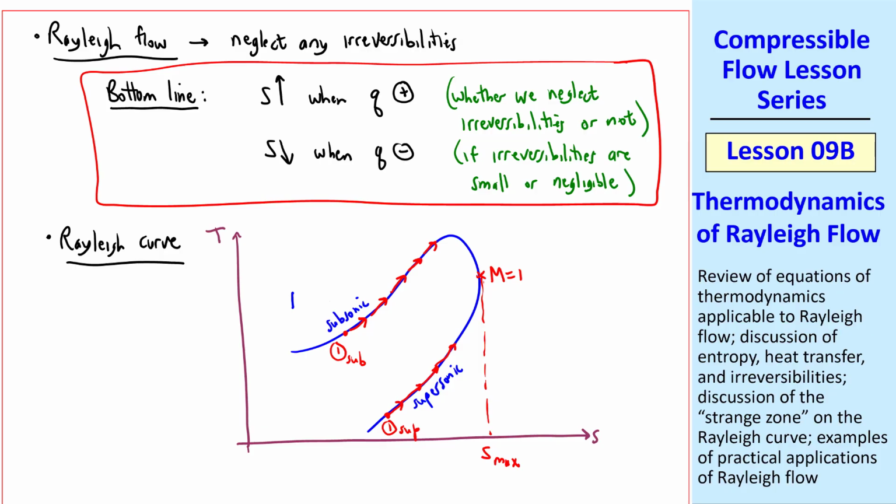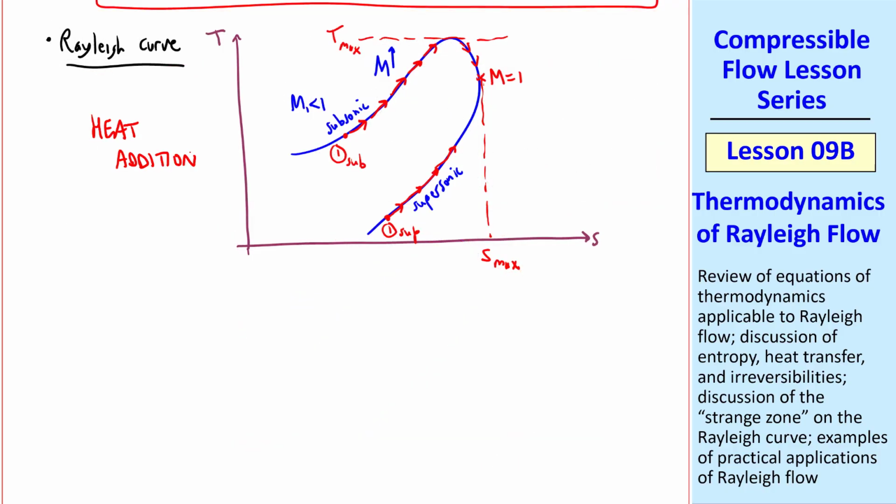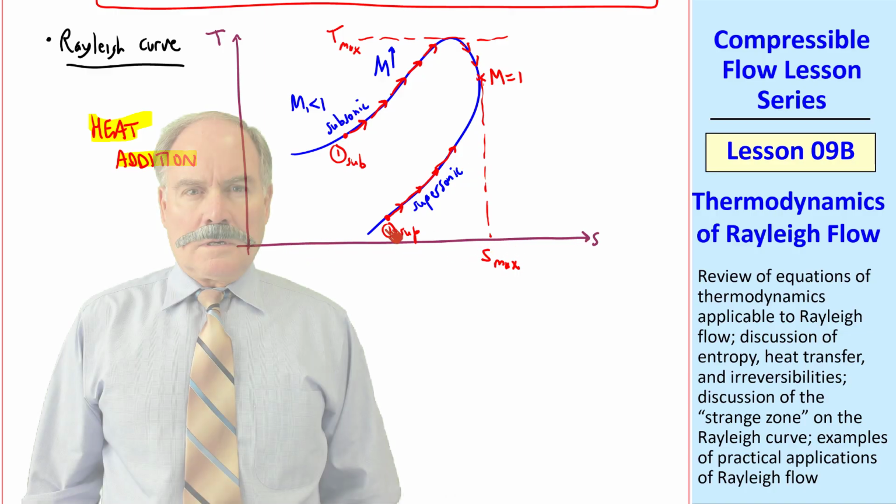In terms of Mach number, M1 is less than 1, and M increases as we move along the curve. We reach some T max here, and then the temperature starts falling a little bit until we reach Mach number 1. And I emphasize here that we're talking about heat addition. For heat addition, we must always move to the right, never to the left.